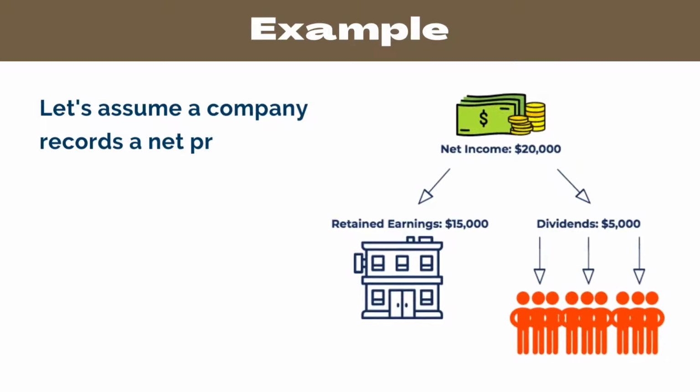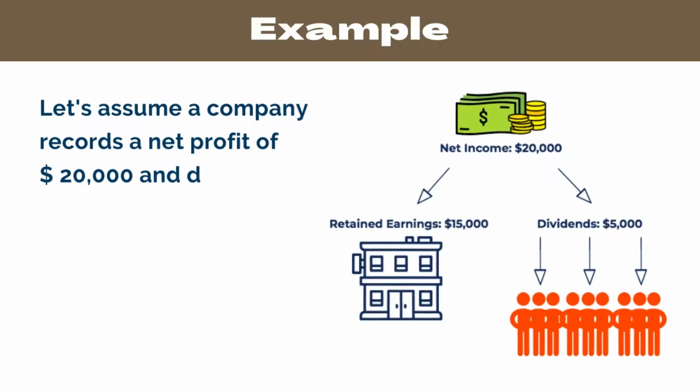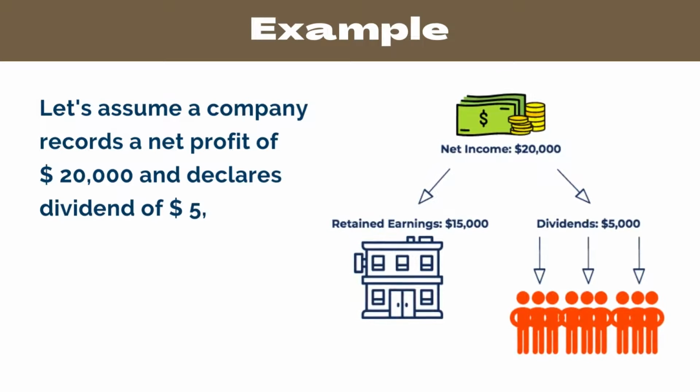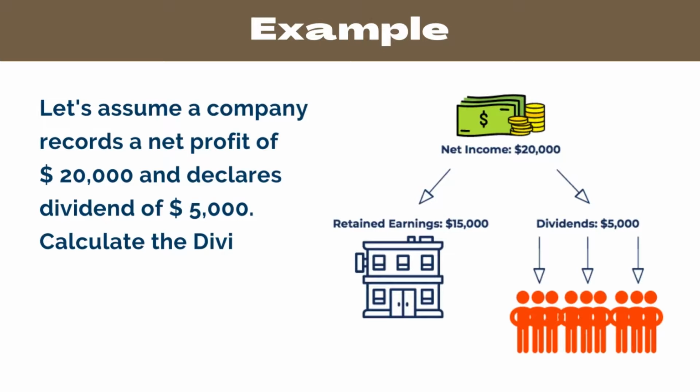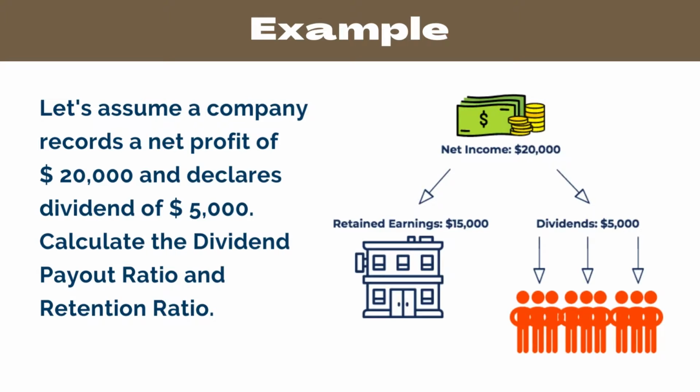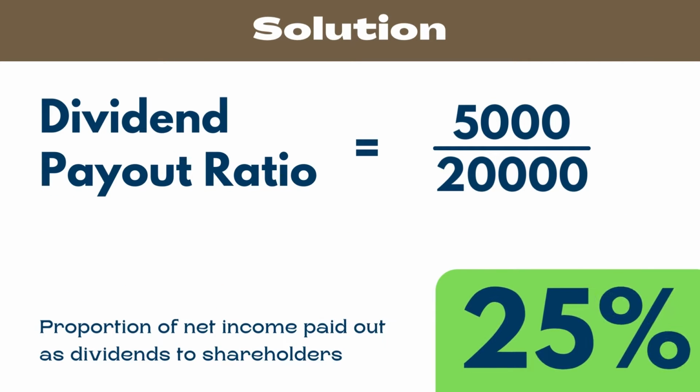Let's assume a company records a net profit of $20,000 and declares a dividend of $5,000. How do we calculate the dividend payout ratio and retention ratio? So in this case, the dividend payout ratio is 5,000 divided by 20,000, which is equal to 25%. This represents the proportion of net income paid out as dividends to shareholders.